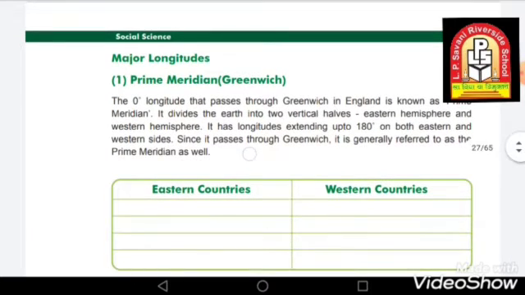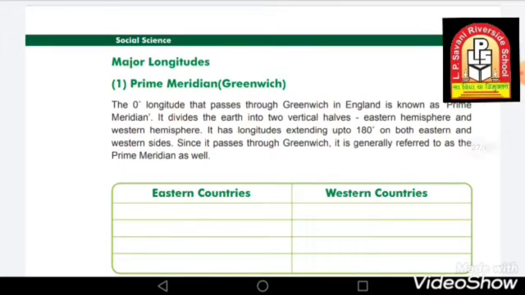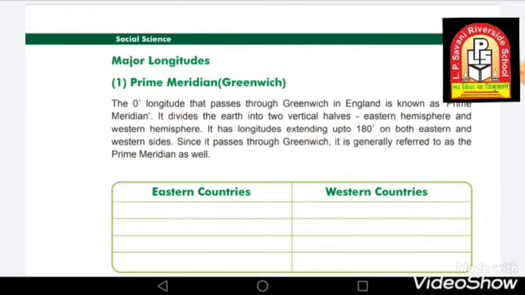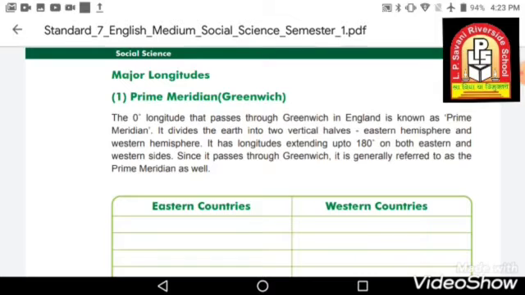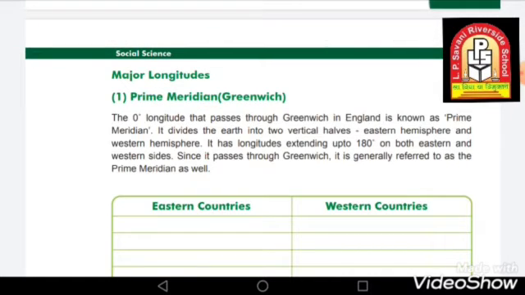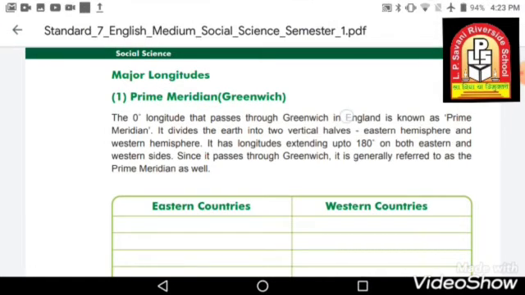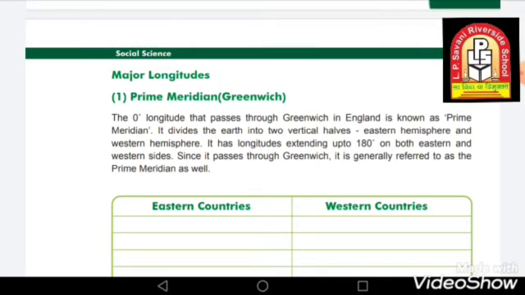Since it passes through Greenwich, it is generally referred to as the prime meridian, right? So why is this prime meridian called Greenwich? Because this line passes through a place in England which is Greenwich, right? So because of that, that line is also called Greenwich or the prime meridian.